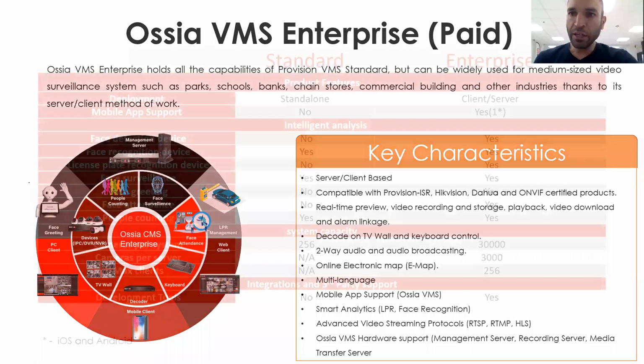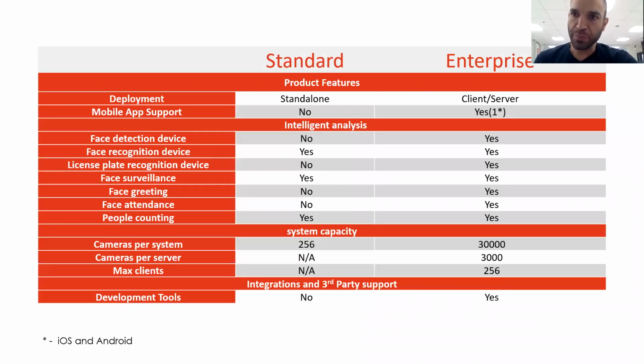Here we kept only the differences between the 2 versions, the standard and the enterprise. So you can see standalone versus client server. Mobile app support is not supported by the standard and is supported by the enterprise. Some features, especially related to analytics like face recognition, face greeting, LPR, and so on, some of them are supported by the standard, but all of them, of course, are supported by the enterprise.